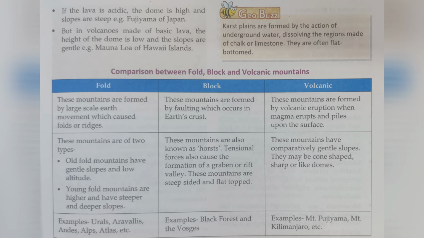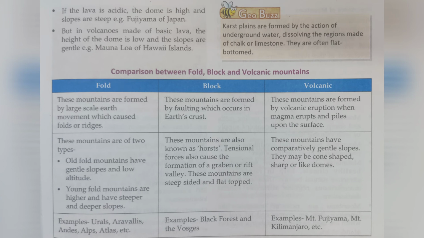Now, let's study the comparison between fold, block and volcanic mountains. First, fold mountains. These mountains are formed by large scale earth movement which causes folds or ridges. Now, block mountains. These mountains are formed by faulting which occurs in the earth's crust. And volcanic mountains. These mountains are formed by volcanic eruption, when magma erupts and piles up and collects on the surface near the vent of the mountain.